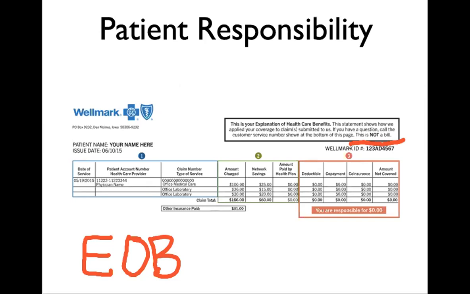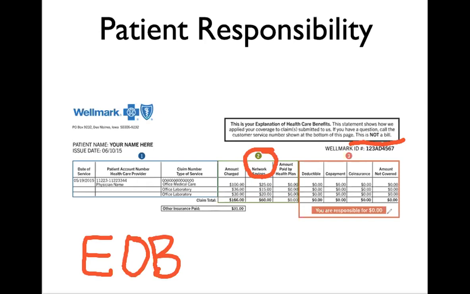But what this is, is a form letter that comes out nowadays. To save paper, they're doing it quarterly. So any visits that you've had in a quarterly time period, they'll have all of the charges there or what they've paid there. Usually it has the date of service, how much the provider charged. Then they have a column called network savings. Now, network savings is like a discount. And what do I mean by that?